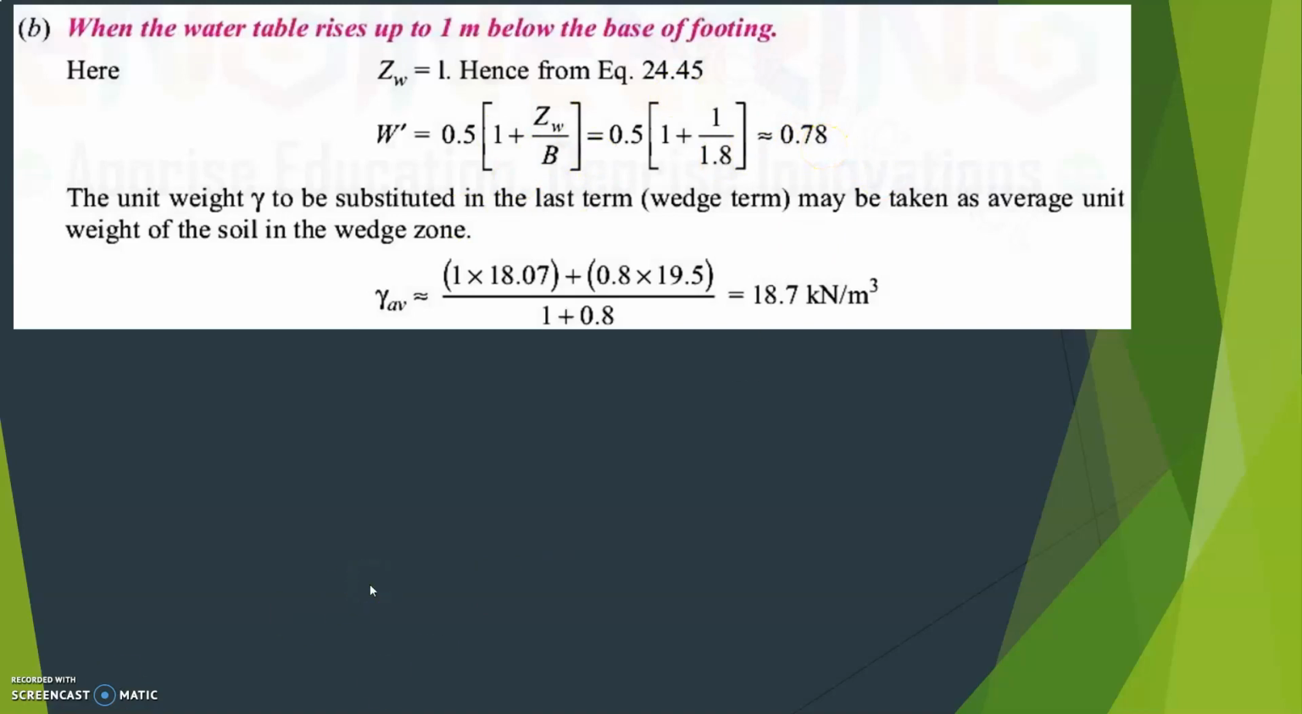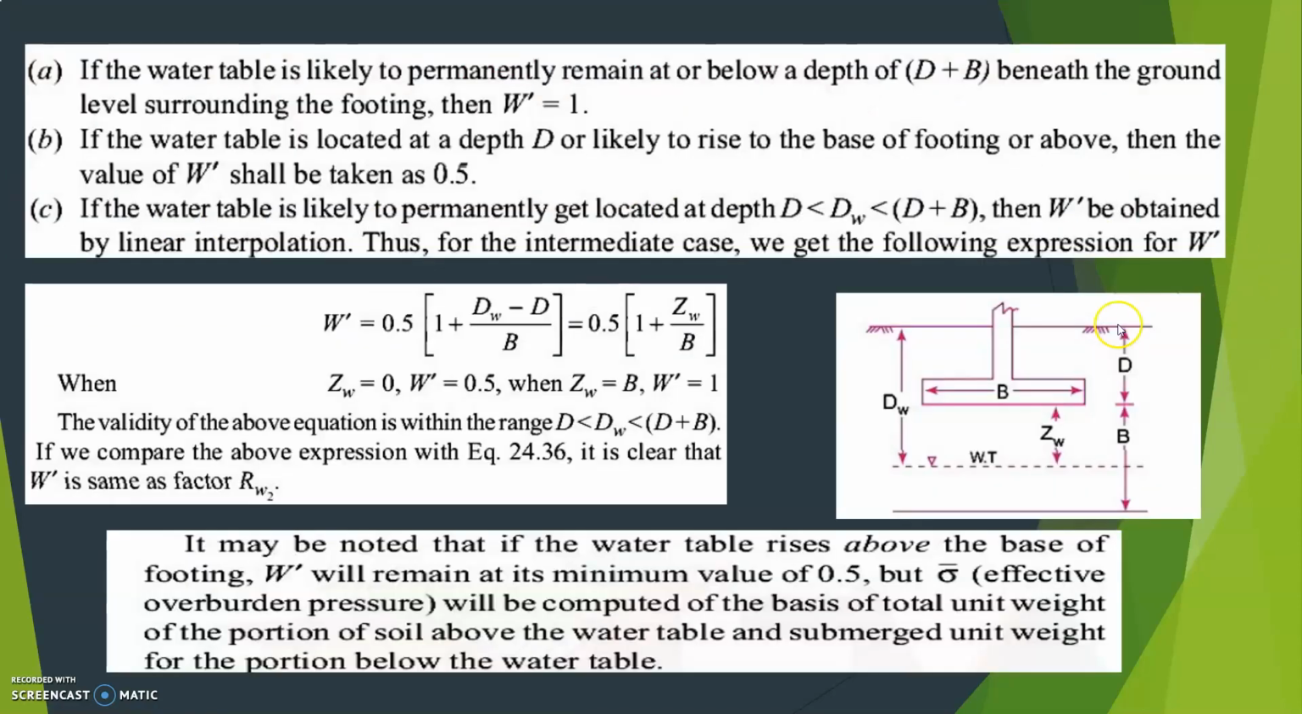What about the gamma term in the second and last? The first and second terms remain the same. There is no change. Only change is in the last term, that is the wedge term. The unit weight gamma to be substituted in the last term may be taken as the average unit weight of the soil in the wedge zone, because the water table is located somewhere here. So you have to consider gamma average instead of the gamma value here.